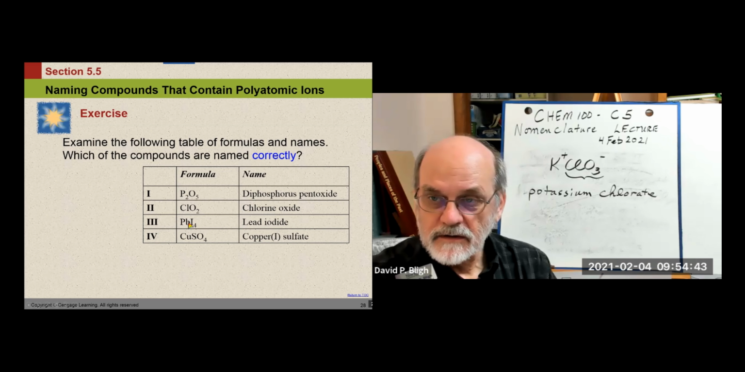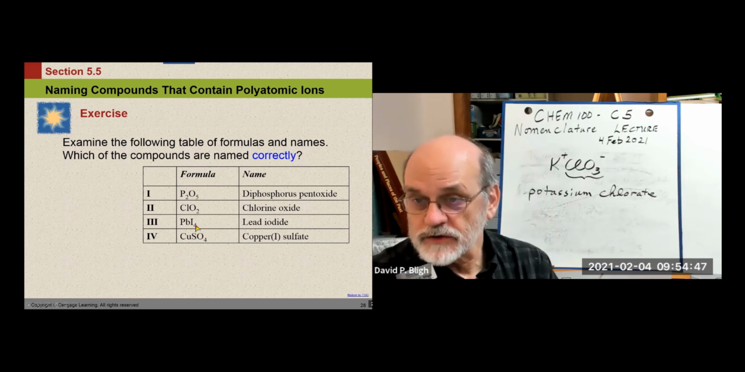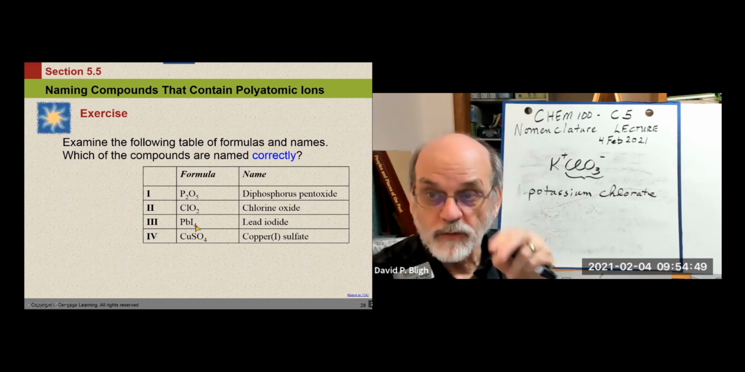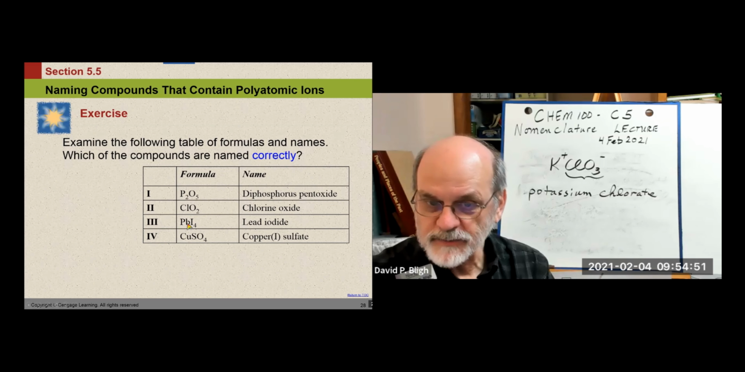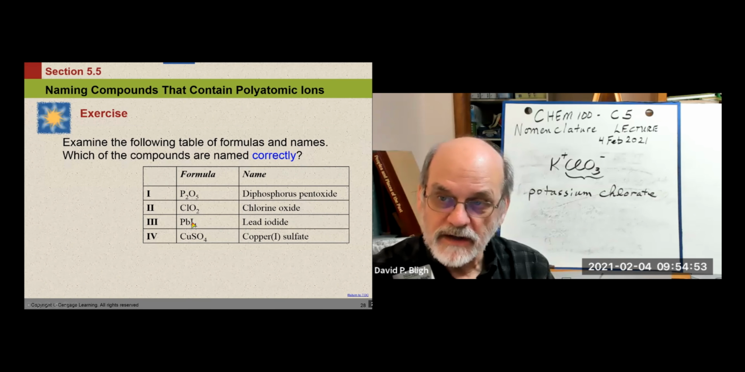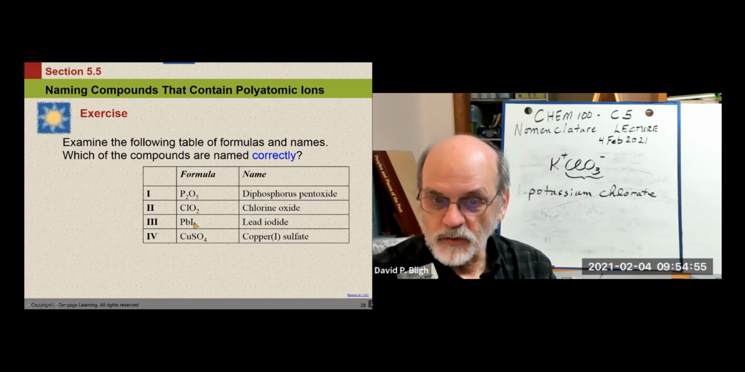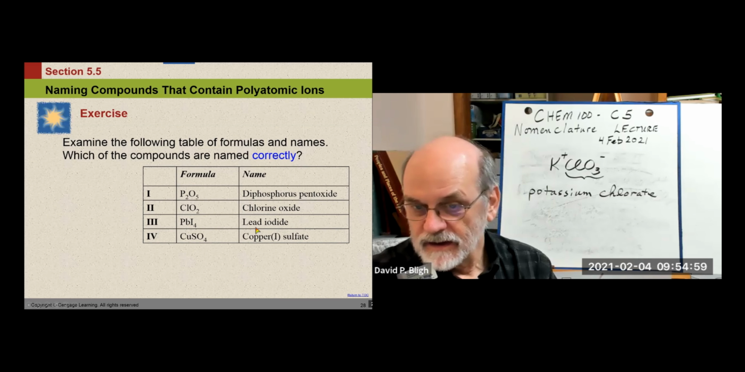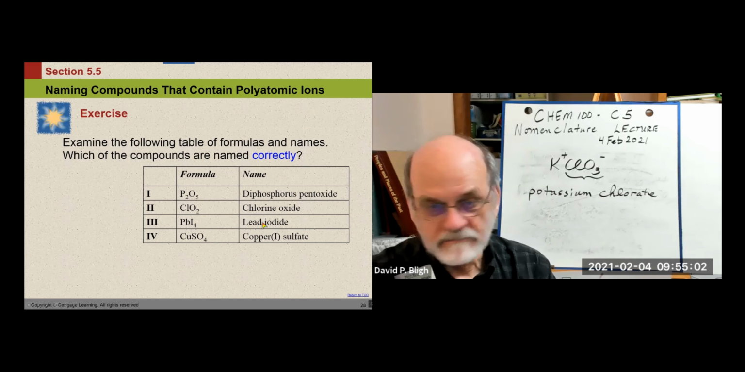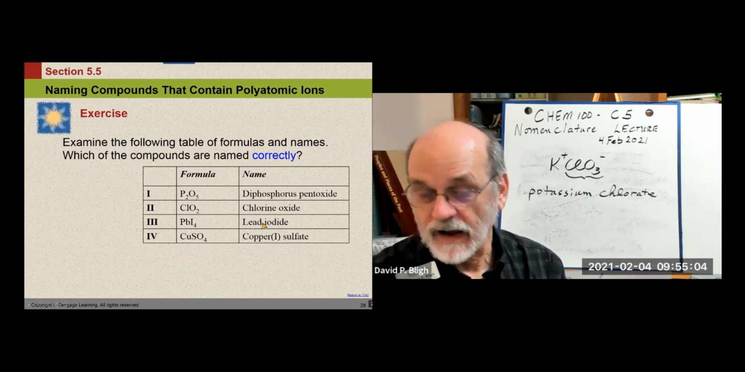So we need the Roman numeral charge on lead. We know the charge should be 4 plus, Roman numeral 4 for 4 plus, because iodine is a -1 and we have 4 of them. So we need a 4 plus for lead to balance those negatives. We need a Roman numeral 4 in here. It's not there, right? So that's wrong.